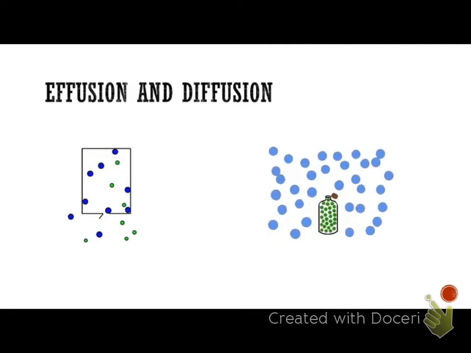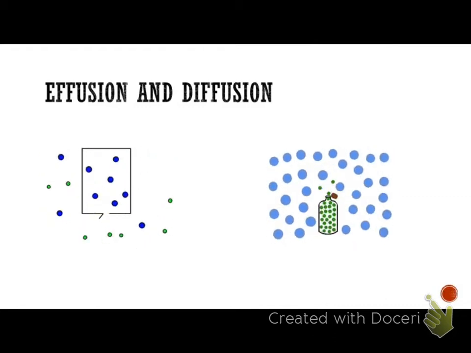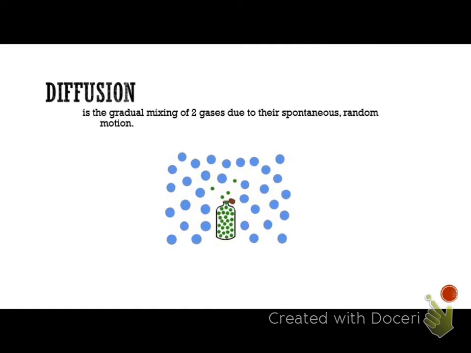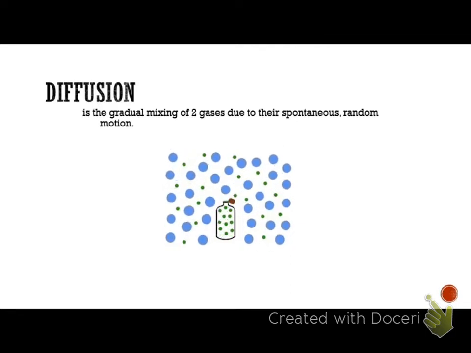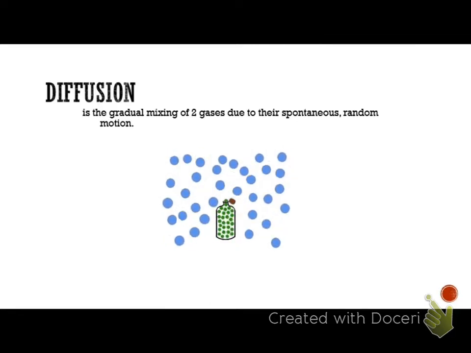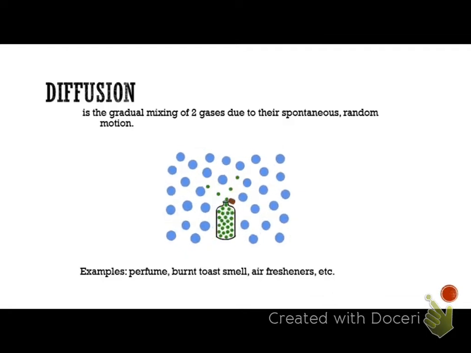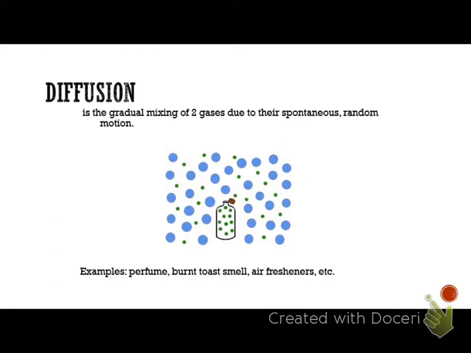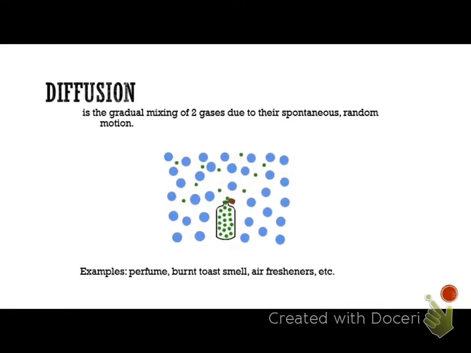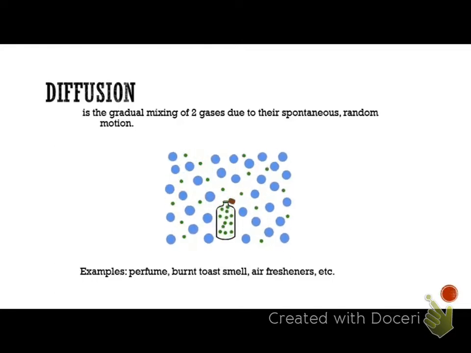Okay? Effusion and diffusion is kind of showing the movement of the gas particles. In diffusion, you're going to have the gradual mixing of two gases due to their spontaneous nature. Basically, that is why we can smell things like perfume, or when we burn toast, or, oh my gosh, burnt popcorn is the worst. But when someone makes popcorn, all of a sudden you smell it and you want it, and that's due to diffusion, because of their spontaneous motion, it spreads throughout the room.